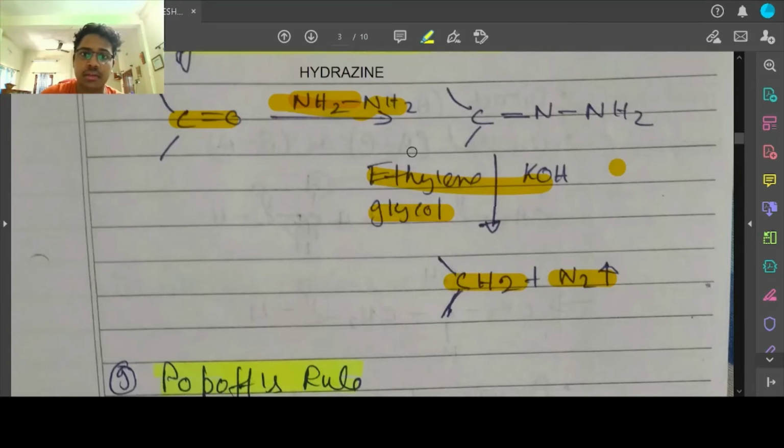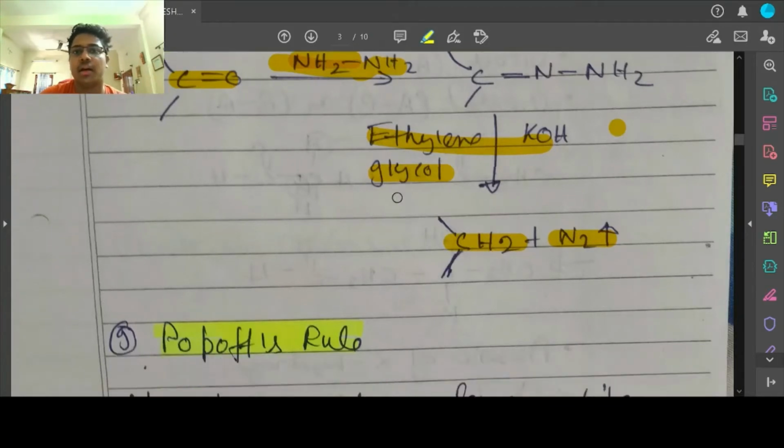In this case also, the hydrazine-derived compound on treatment with ethylene glycol and KOH gives CH2, and N2 nitrogen gas is released. The C double bond O group is converted to CH2. So we will continue in the next part. Thank you.